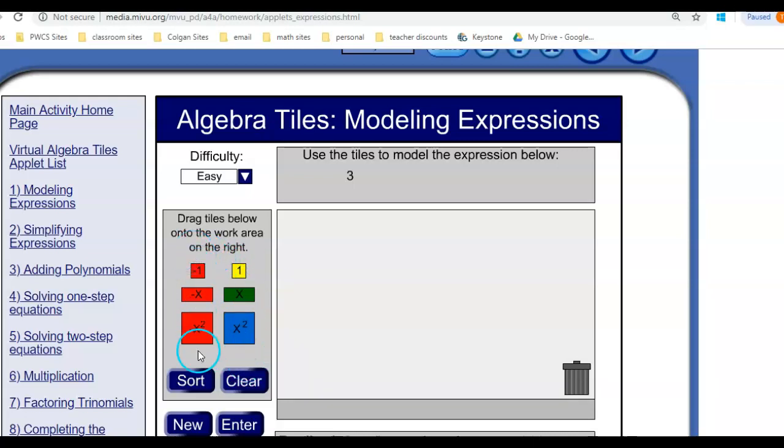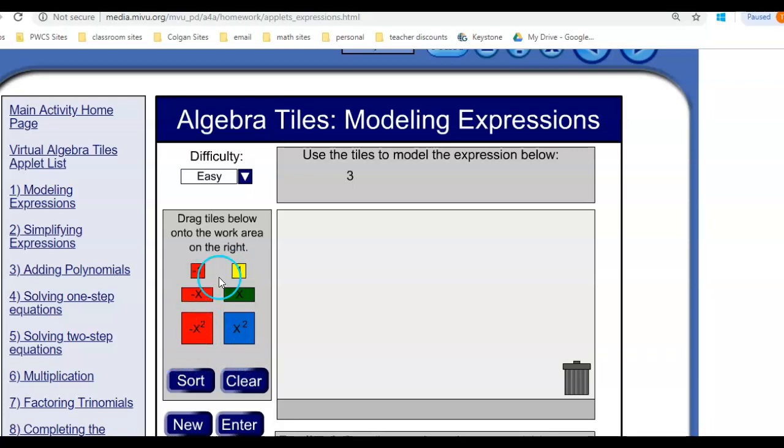Anytime you see red, that is negative. So it's the same size square as the positive one, but it's now red, so this is negative 1. Same rectangle for x, but it's now red, and it has a negative. Same thing with the negative 1, so this is now negative. And same thing with the bigger square, the x squared, but it's now red.